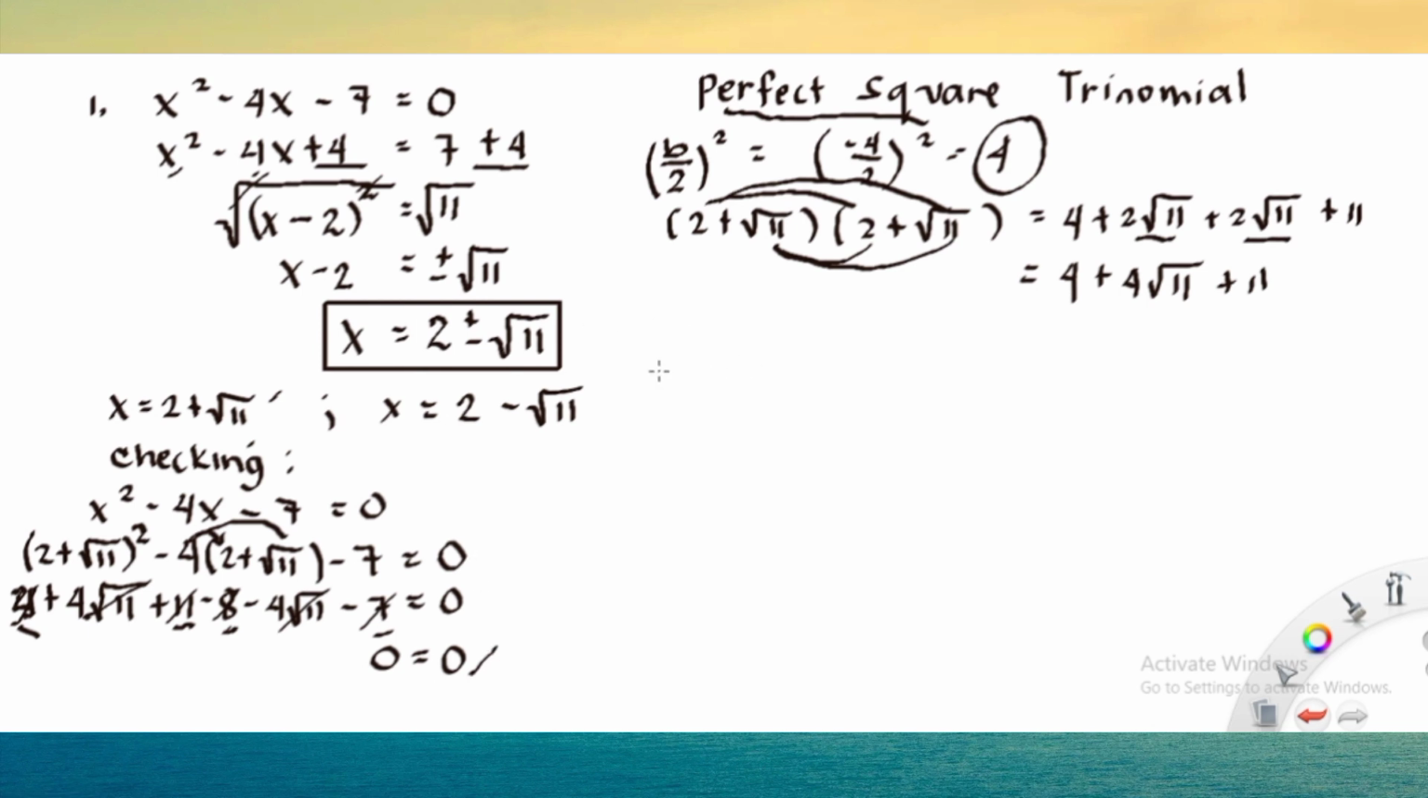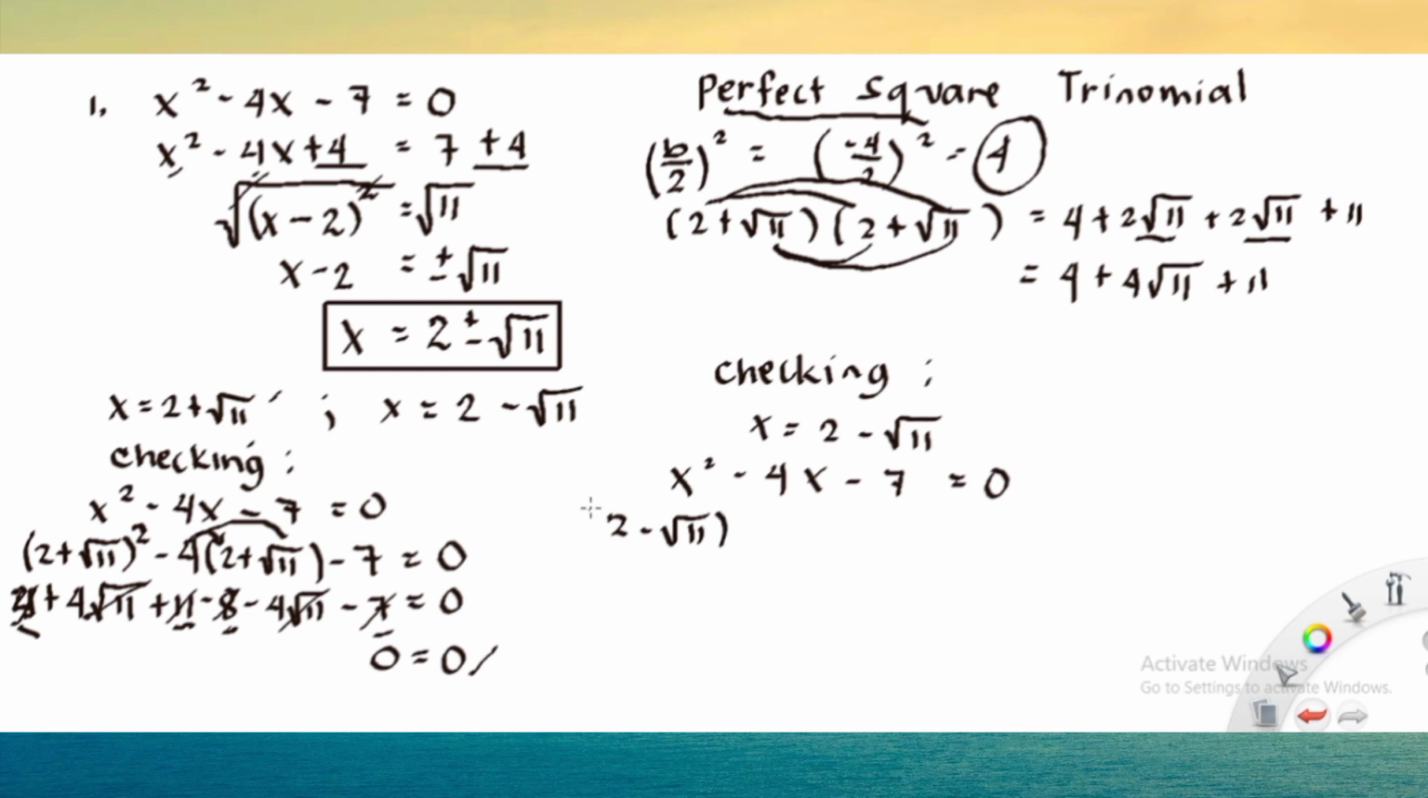Okay? So, let us check our second solution. Let us check if x equals 2 minus the square root of 11 is a solution of the equation. Again, we have x squared minus 4x minus 7. Is it equal to 0? So, replace x with this value. So, we have 2 minus the square root of 11 squared, minus 4 times x. Here it is again, 2 minus the square root of 11. Then copy minus 7. Is it equal to 0?